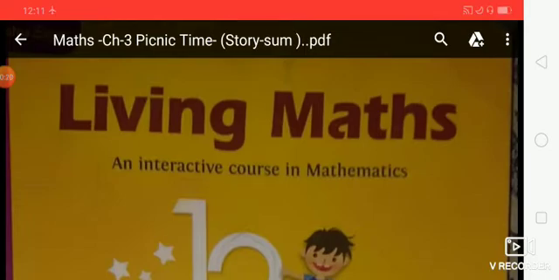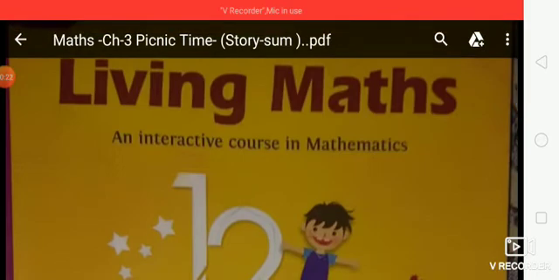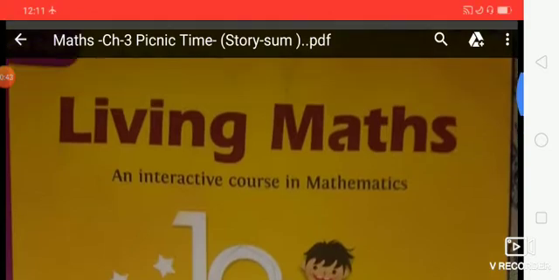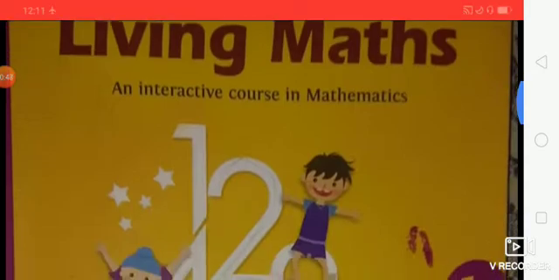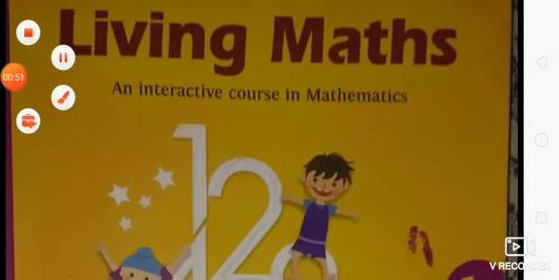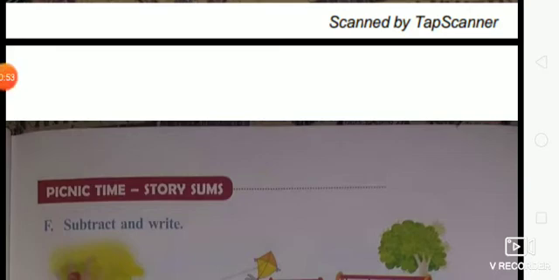This is your subject teacher of Maths, Chapter 3, Subtraction up to 10. What's the name of the chapter? Chapter 3, Subtraction up to 10. So, without wasting time, take out your Maths Living book. Okay students, open Chapter 3.